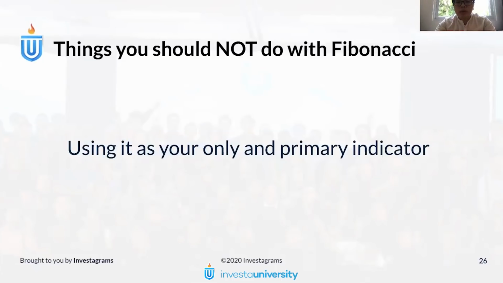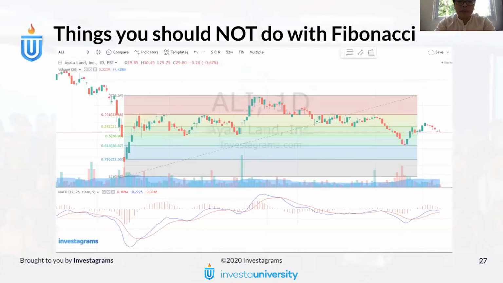A good way to complement it with other indicators is, for example, this one, Ayala, my example earlier. Earlier, I pointed out that at 618, there's no support here. But if you're also using the MACD indicator, there are people who use this indicator, they can see that the price is close to 618.